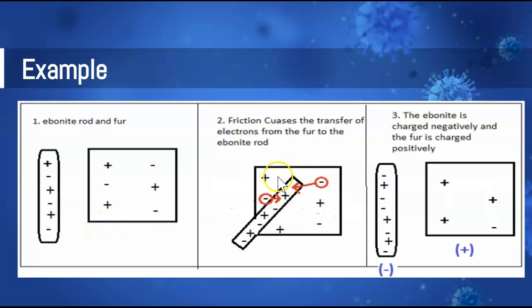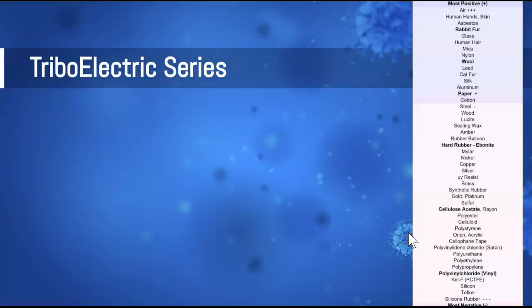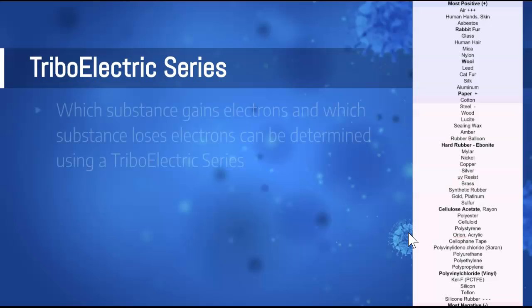Now, in this case, it's going to move from the fur onto the rod. So when I rub the fur onto the rod, some of the electrons in the fur will move onto the rod, and as a result, that rod will now have an extra charge. It'll actually have a negative charge, and the fur will now have a positive charge at the end of it. Now, the question is, why would it move from one substance to the other? What causes the electrons to go from the fur to the rod and not from the rod to the fur?